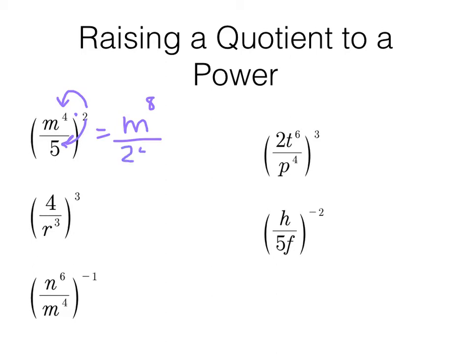5 squared, 25. So in these problems, because there are variables involved, I am going to go ahead and simplify the numerical part of the answers. So I'm not going to leave 5 squared. I'm going to go ahead and write 25.